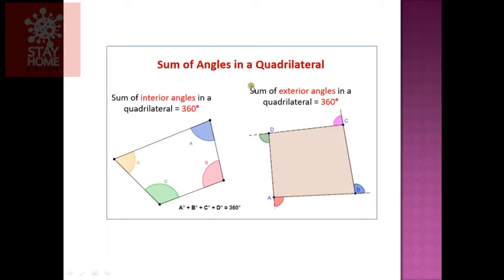Sum of angles in the quadrilateral, interior angles and the exterior angles. A, B, C, D are the interior angles, and the sum of interior angles is 360, but the sum of exterior angles is also 360. The sum of exterior angles would always be 360 degrees, whether it is a triangle, pentagon, quadrilateral, or decagon, whatever. The interior angle sum can be different. Like in the triangle it was 180, here 360 degrees.